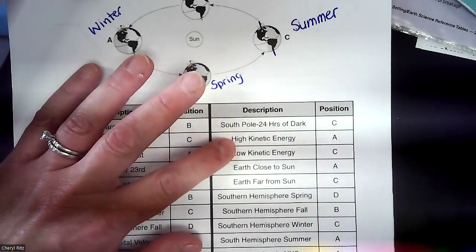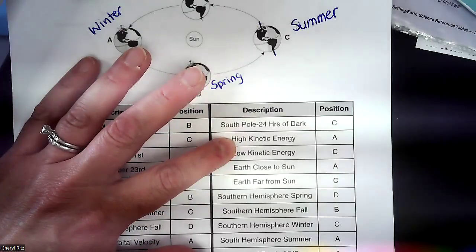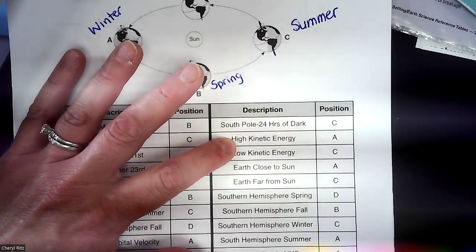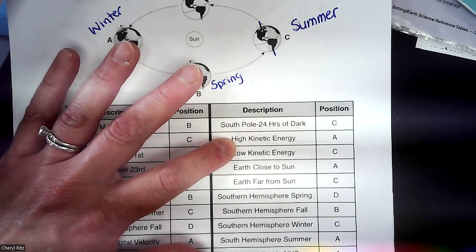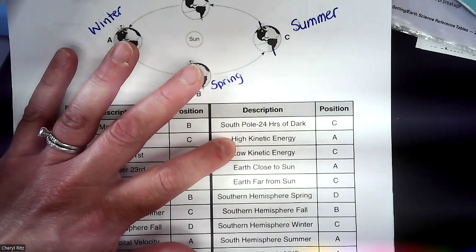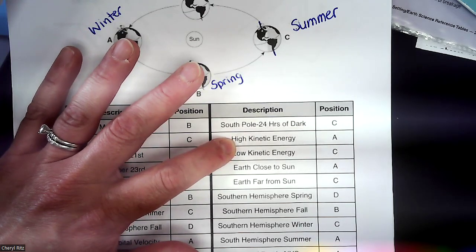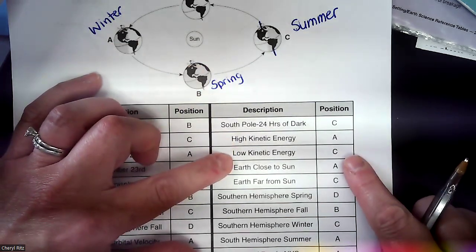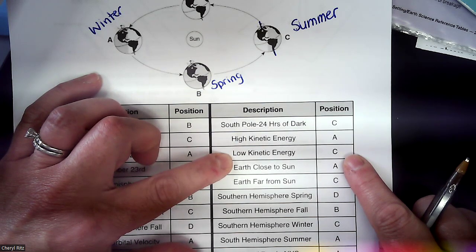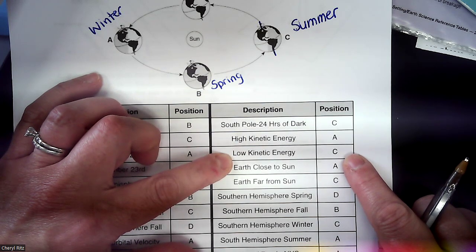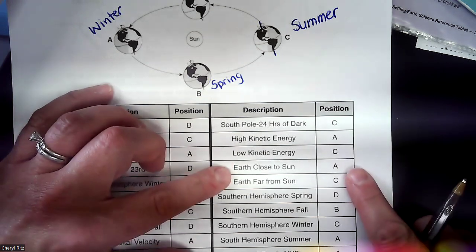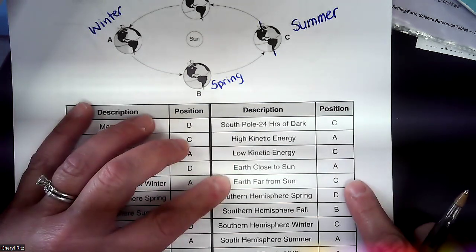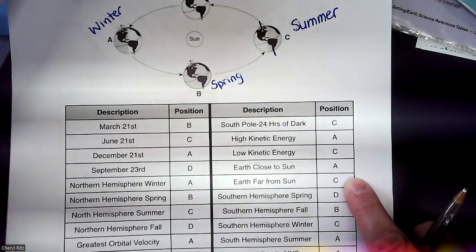Now these next two, highest kinetic energy, flashback to 8th grade, which by the way, won't be on the Regents. Highest kinetic energy is when it's moving the fastest, which is when it's the closest, which is during our winter, so that would be A. Low kinetic energy is when it's moving the slowest, which is when it's farthest from the sun, which is during our summer, so C. Closest to the sun during A, farthest from the sun during C.